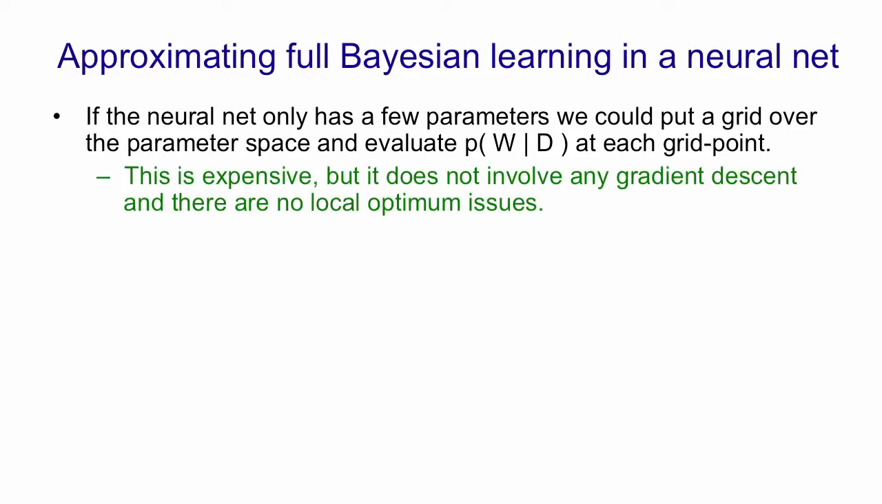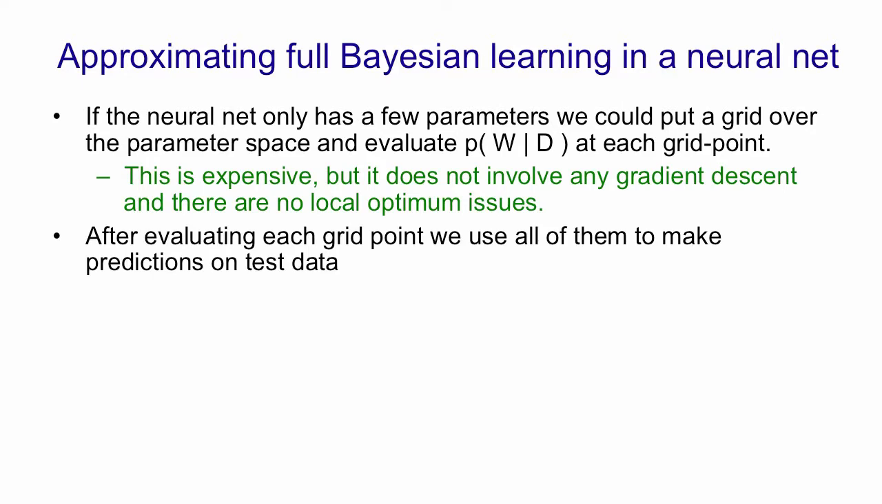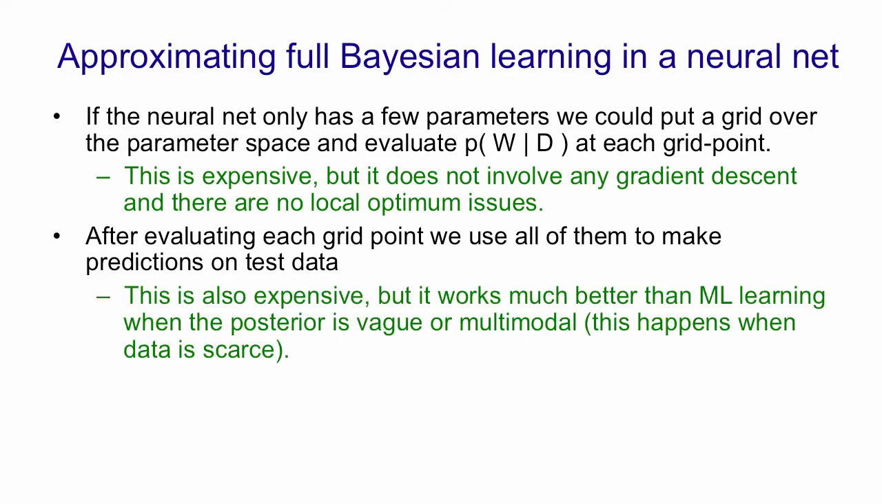This is still very expensive, but notice it has some attractive features. There's no gradient descent involved, and there's no local optimum issues. We're not following a path in this space, we're just evaluating a set of points in the space. Once we've decided on the posterior probability to assign to each grid point, we then use them all to make predictions on the test data. That's also expensive, but when there isn't much data, it'll work much better than maximum likelihood or maximum a posteriori.